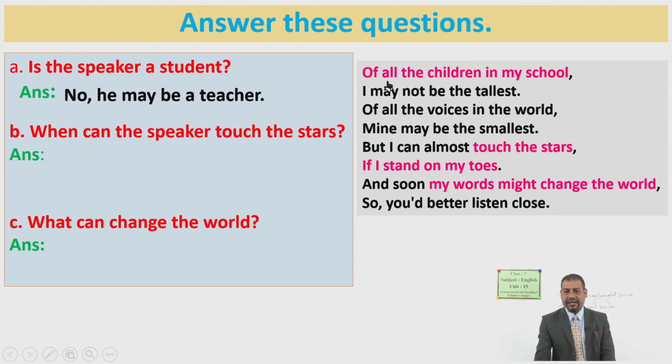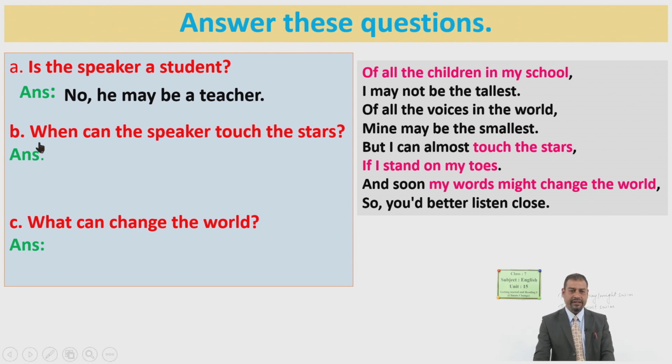Now B, you can find this answer from this line. Okay, this is a hint for us to write our answer. Of all the children in my school, see, in my school all the children, students. So I think that the speaker is a teacher. So I have written here no. So if you write here yes, then you can write down your answer here, no problem. We are expressing our degree of probability.